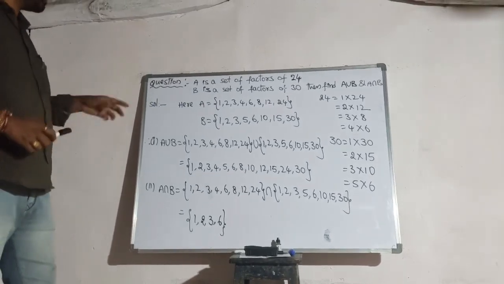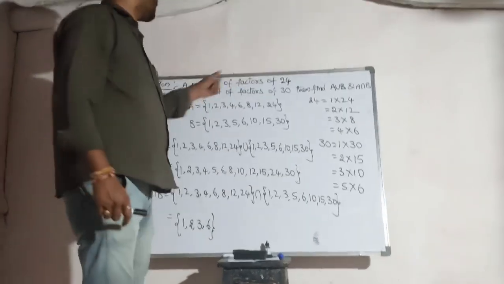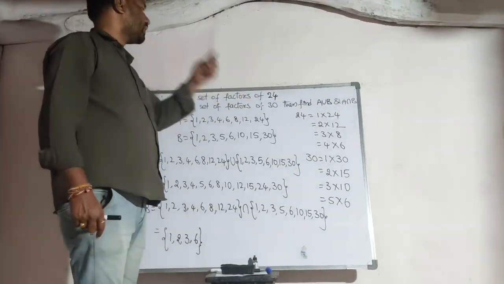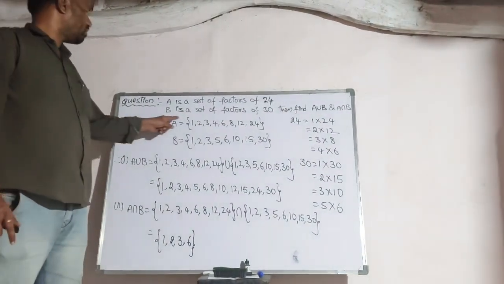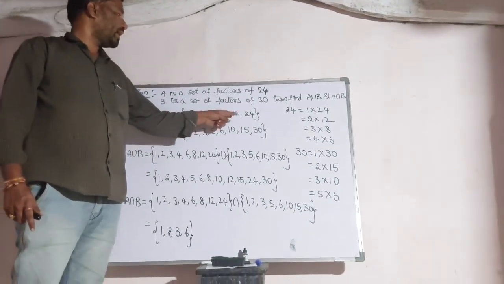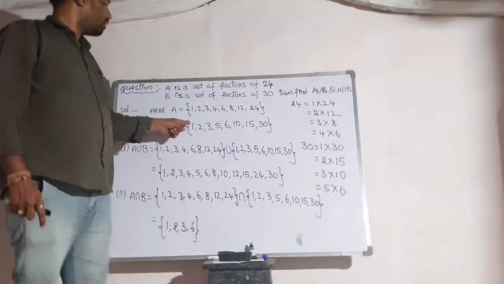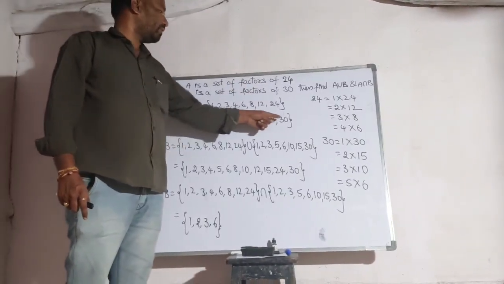I am repeating this question. A is a set of factors of 24. B is a set of factors of 30. Then find A union B and A intersection B. A is equal to 1, 2, 3, 4, 6, 8, 12, 24. B is equal to 1, 2, 3, 5, 6, 10, 15, 30.